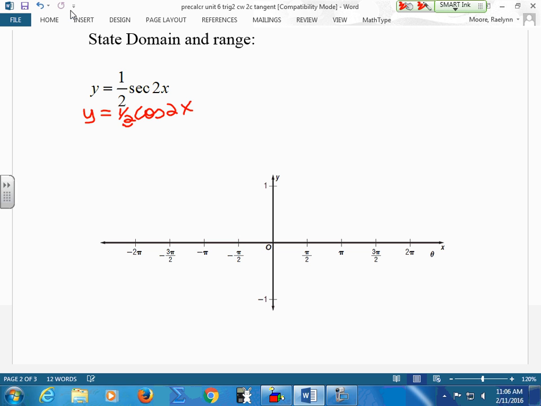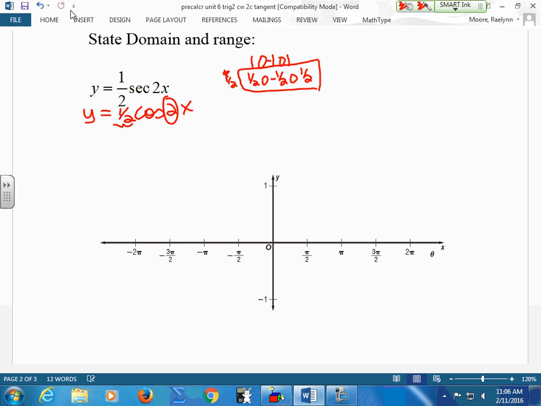What does this 1/2 do? It takes it, not stretches it, but shrinks it down. Good. So my cosine is this. I'm going to multiply, like Owen said, everybody by a half. So I'm going to get a half, 0, negative a half, 0, half. I'm going to use this pattern. Okay, do I have any vertical shifts here? No. Okay, so now, what does this 2 tell me?